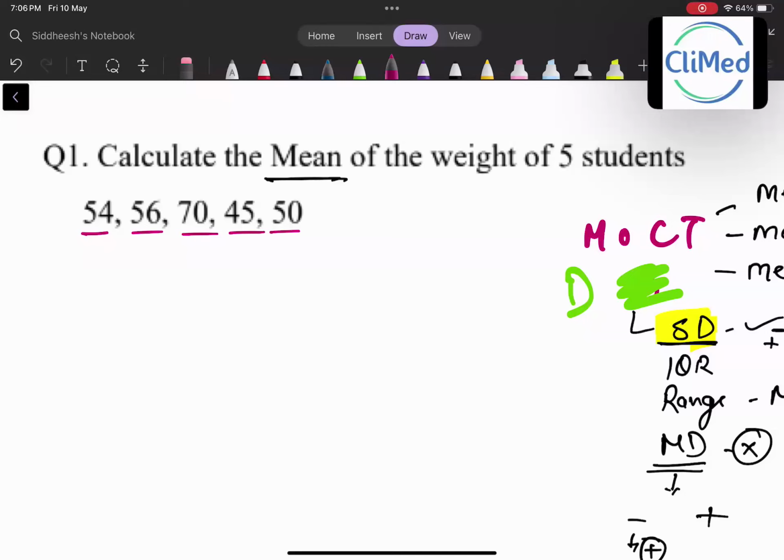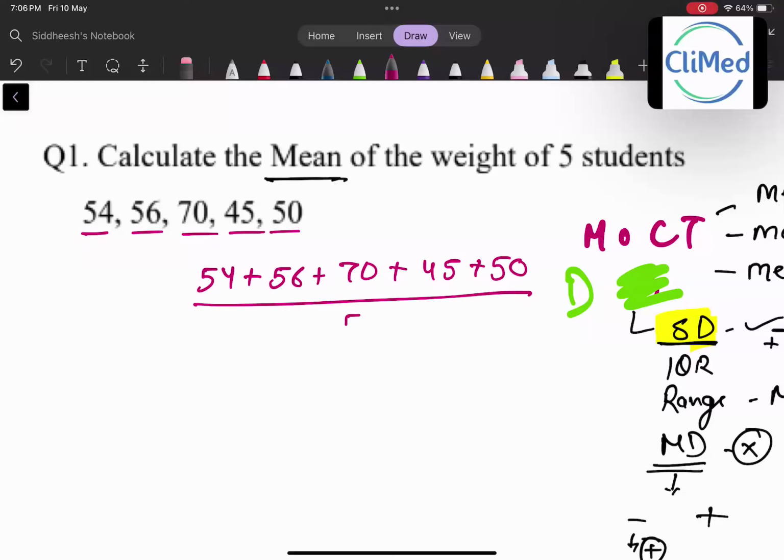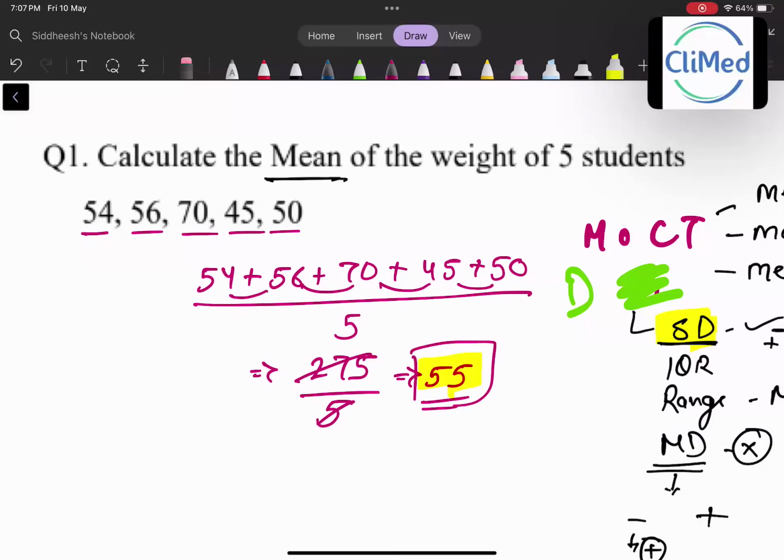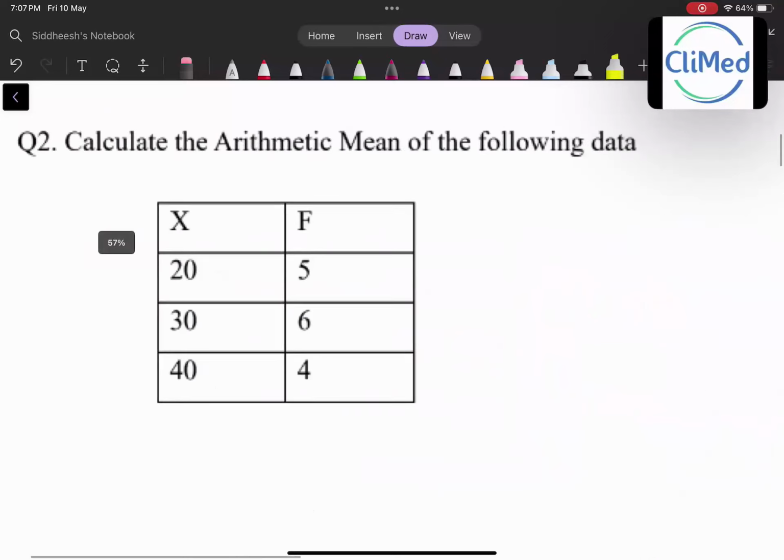Yes, perfect. So how to solve it? 54 plus 56 plus 70 plus 45 plus 50 upon the number of observations, that is 5. Now solve it with me. That is how much? We get 275 upon 5. This will be how much? 55. Yes, perfectly fine. So this is your mean value. Correct? 55. Correct, Arun. Correct, Anushka. Perfectly fine.